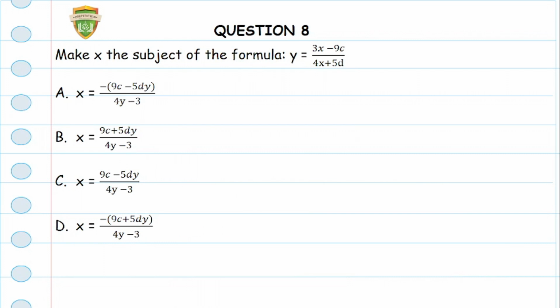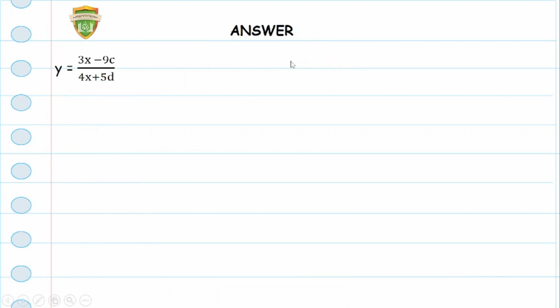Question 8 says we should make x the subject of the formula, meaning that where this y is now, we want x to be the one there, right? So this is the equation we are given. y equals (3x minus 9c) all over (4x plus 5d). Now the first thing we'll do is called cross multiplication. So we take this 4x plus 5d upwards to join this y. So y into (4x plus 5d) will be 3x minus 9c. And so next we open this bracket. So this becomes 4xy plus 5dy equals 3x minus 9c.